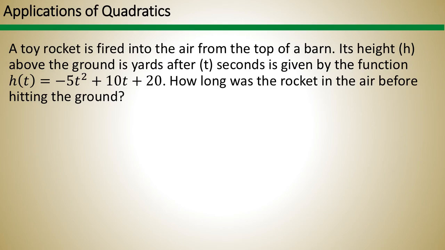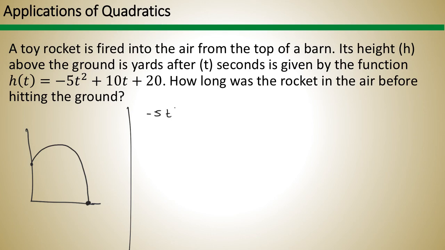So again, if we just visualize this thing, here's what it's going to look like. It takes off from 20 feet off the ground. It's going to go in the air for a little while, and then eventually it's going to come back down. And if we want to know when it hits the ground, again, we're saying that y is 0. So here we're going to have negative 5t squared plus 10t plus 20, and that is equal to 0.